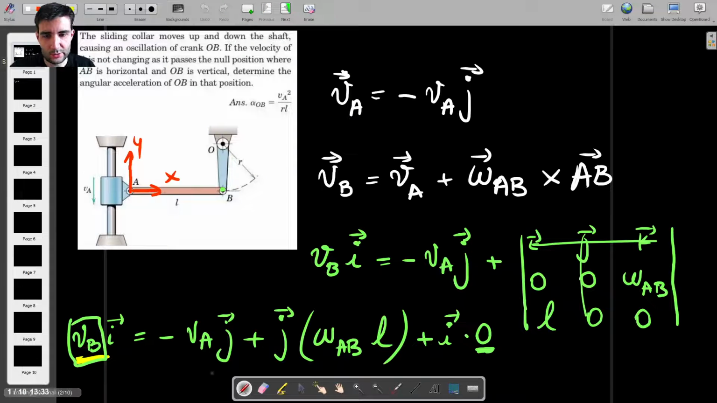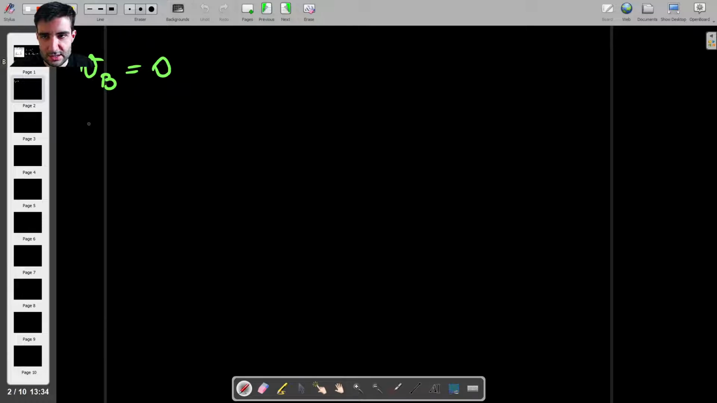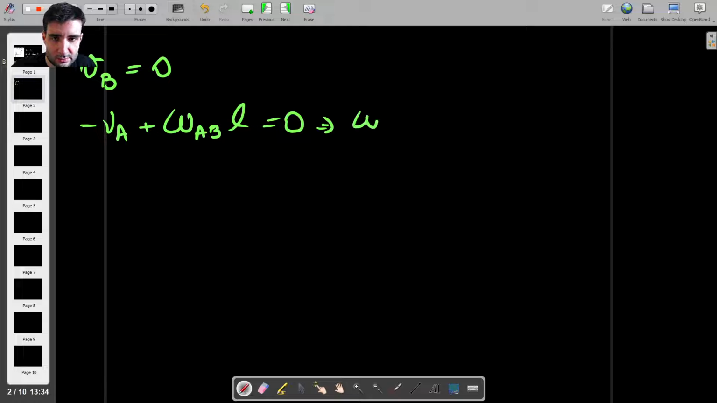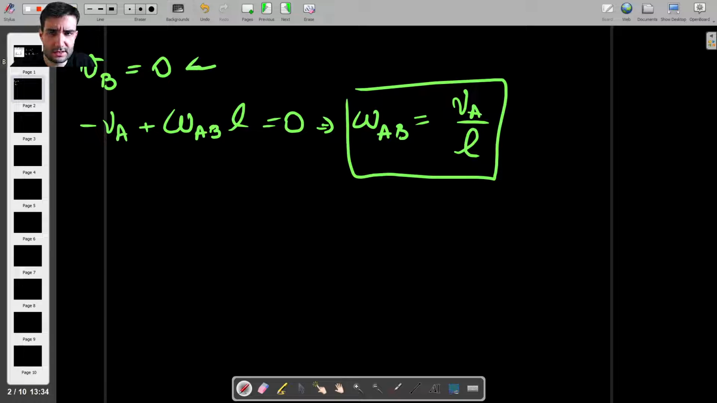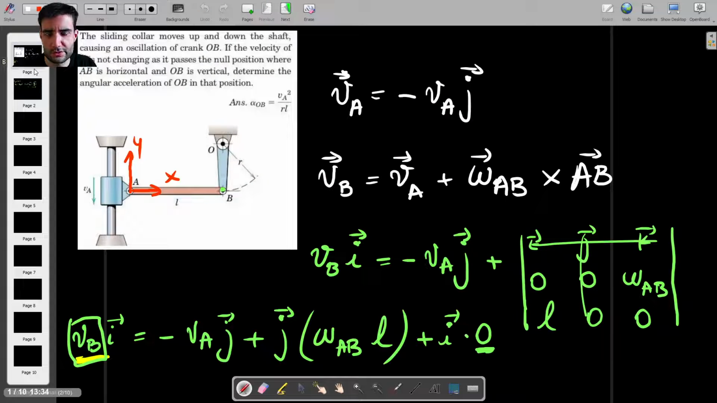So on one hand, we get that the velocity of B is equal to 0, and we also have that the j component on the right is equal to 0, which is minus VA plus omega AB L, equal to 0, which ultimately tells us that omega AB is equal to VA divided by L. Now, why is this the case, though? Why is VB equal to 0?